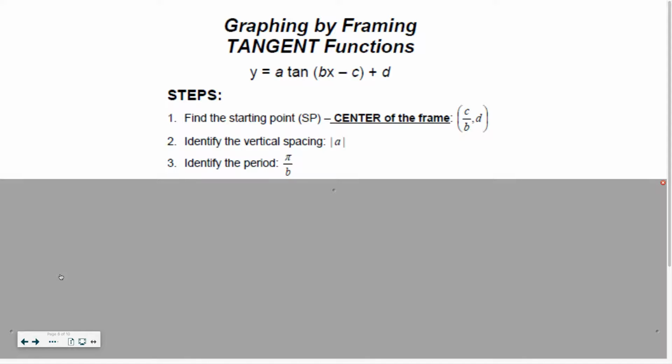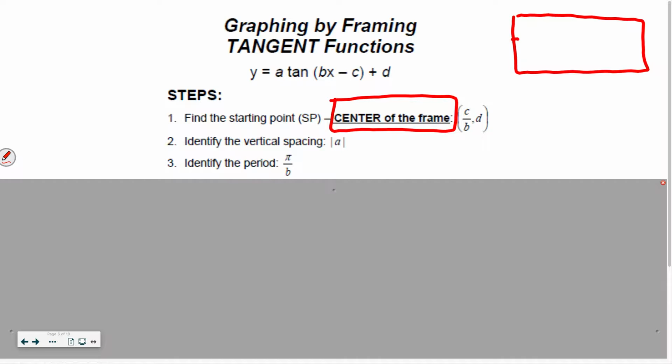Okay, so as people are taping, I'm just going to point out a few things. Number 1 is now different. The starting point is still the same, C over B comma D. So don't change anything about how you find the starting point, but where you put the starting point is different. It's going to be in the center of the frame. For the other 4 graphs, you always put your SP over here. For tangent, you're going to put SP in the middle.